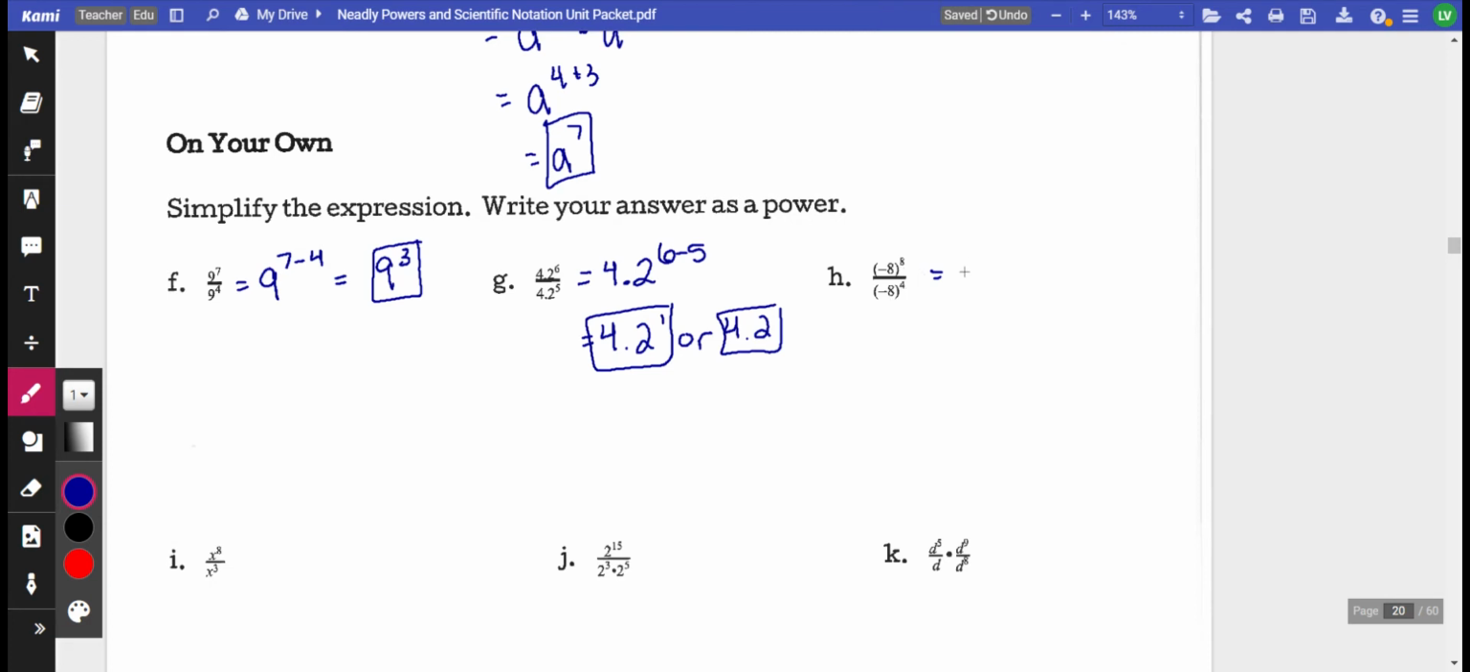Letter H, -8 to the 8th and the quantity -8 to the 4th. We're dividing both of those values. My base is -8. I'm going to subtract 8 minus 4. So the quantity -8 to the 4th power is my final answer.